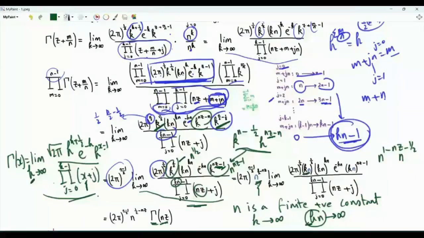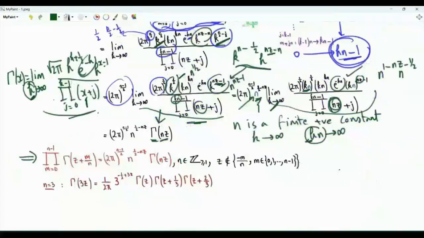We get the square root of kn, and we get kn raised to the power nz minus 1. If the variable of the limit is k, we have e to the minus k. Now it is kn, and we have e to the minus kn. So after doing this adjustment, this limit becomes gamma of nz. We have the outside factors, 2 pi to the n minus 1 over 2, and n to the power 1/2 minus nz. This is the multiplication formula.